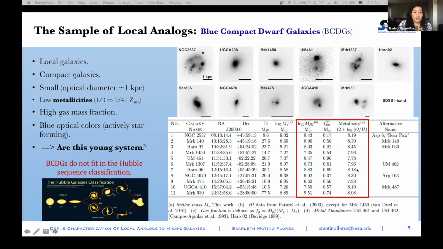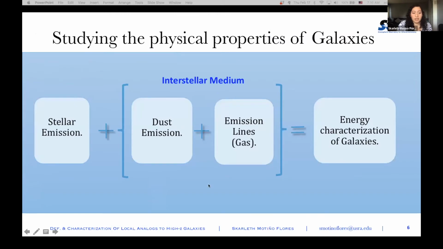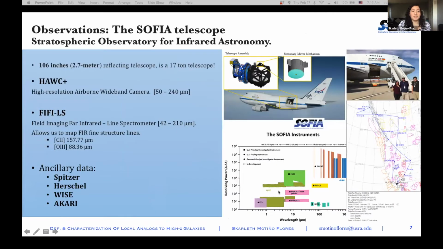And our goal was to study the interstellar medium of these galaxies. For this, we need to characterize the dust continuum and find structure lines. So for this, we used the SOFIA telescope. SOFIA is not a land-based telescope. It's actually an airborne telescope.